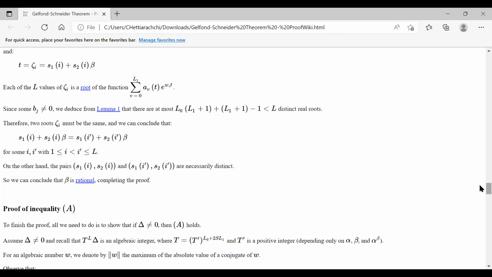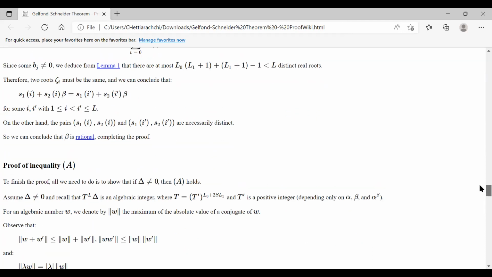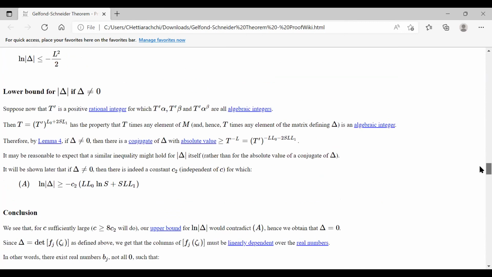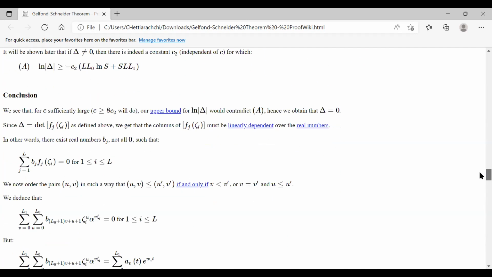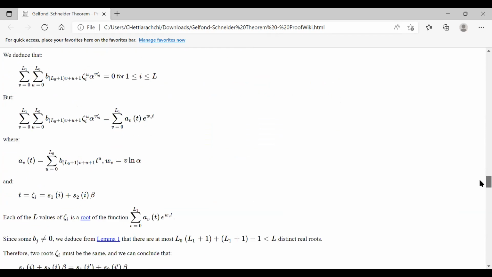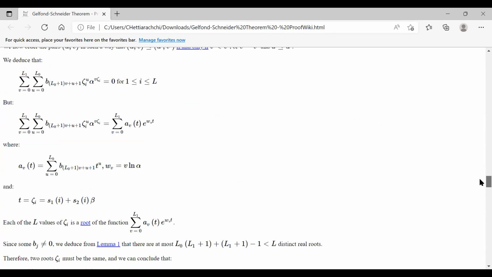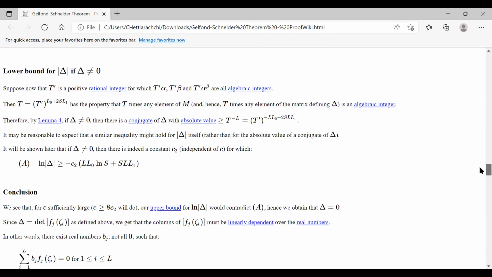Now all we have to do is show this inequality, because everything now depends on this inequality. Okay, lower bound. So this is the proof of the inequality. We call it inequality A. Yes, right here, this is the one. So once you prove that, we are done.